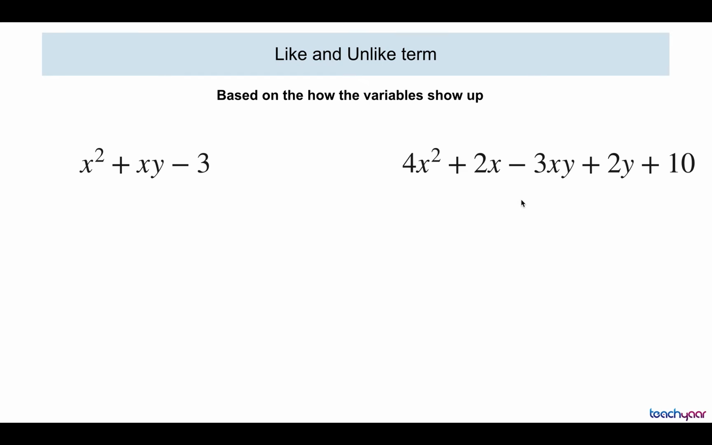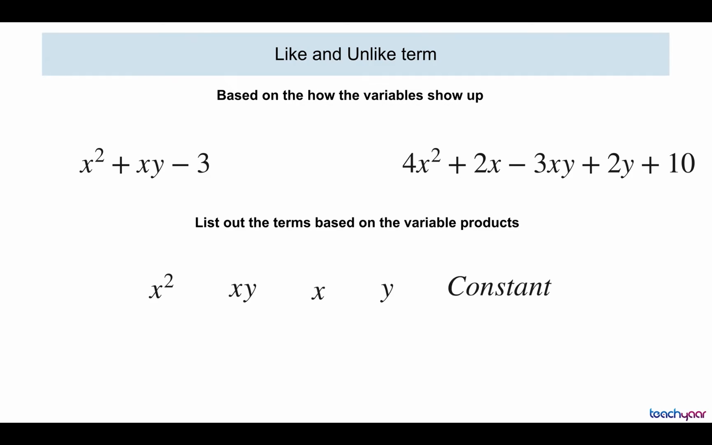Now how do you quickly find like and unlike terms? And this is important because it is exceptionally critical when you start adding these algebraic expressions together, which we'll do in a different video. So what you do is you list out the terms based on variable products or variable combinations. You have x square, xy, x, y, and the constant term in this case.